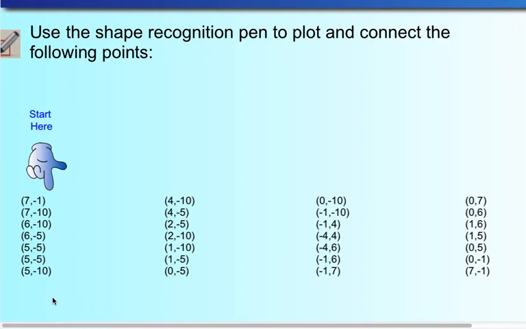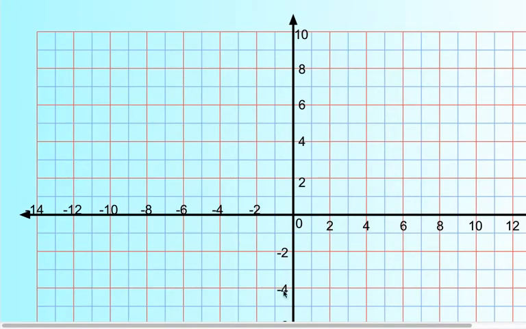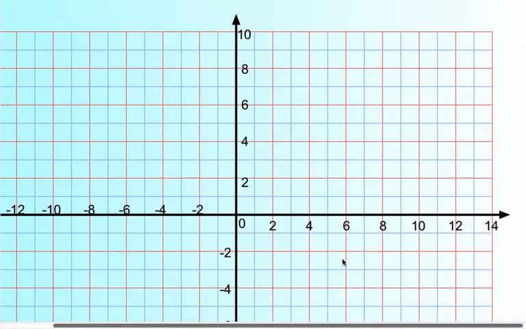So let's look ahead a little bit. The first one is 7, -1. So I'm going to go over here and I'm going to go to 7, because this is 6 and this is 8, so this is 7, and -1 would be right here. So I'm going to take my drawing utensil and put it right here. Now you're, like I said, going to have a piece of paper that you're going to do it on, but I'm just going to get you started.